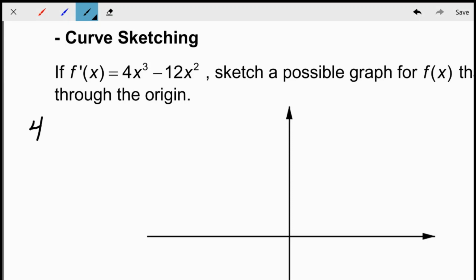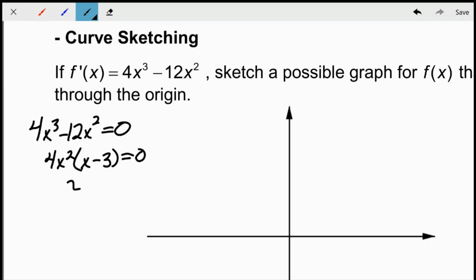So I've got 4x cubed minus 12x squared. I'm going to set that equal to 0 because that's my first derivative. And I would get x is equal to, well, let's actually show the factored form. 4x squared times x minus 3. I would get x is 0 and 3. And I wanted to show the factored form just to make it really clear that I had a double root. So 0, 3, this is my f prime.